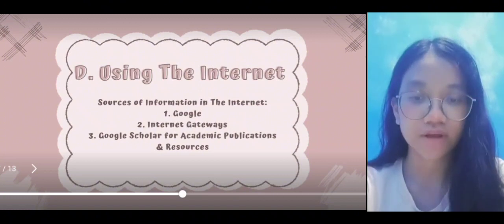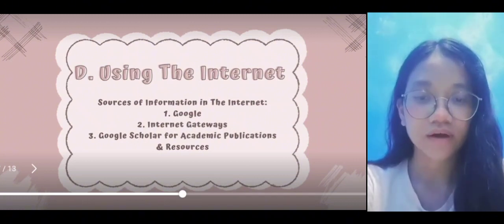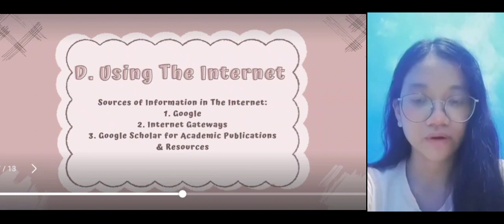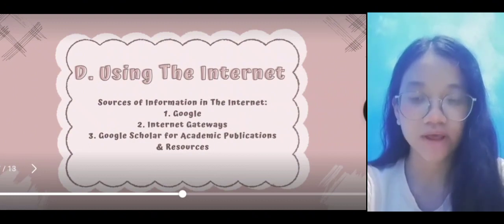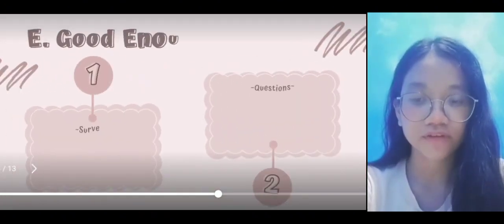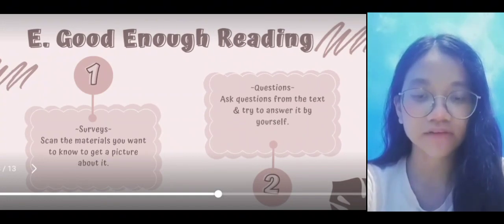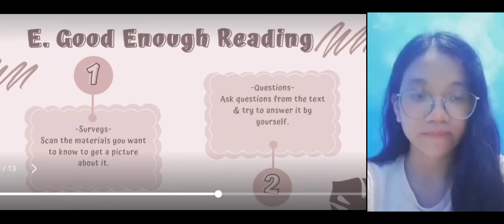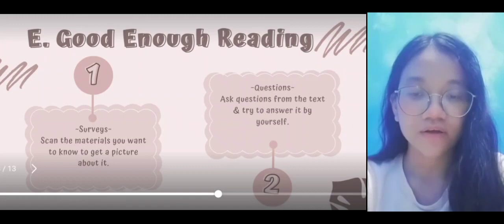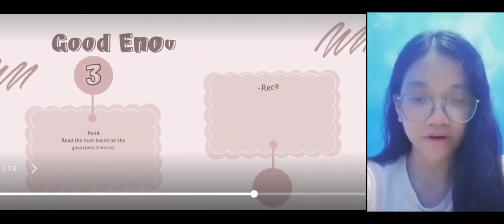Next is good enough reading. How to be able to read well, or how we can have good ways of reading. First, you should do some surveys. You should do surveys by scanning the materials you want to know to get a picture of it. You can also ask questions to the text and try to answer them by yourself.